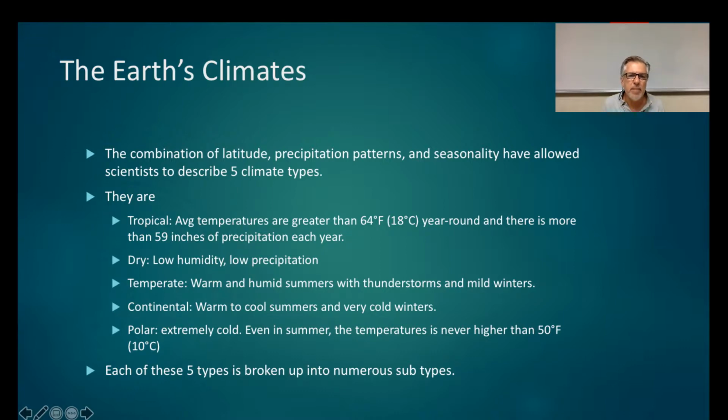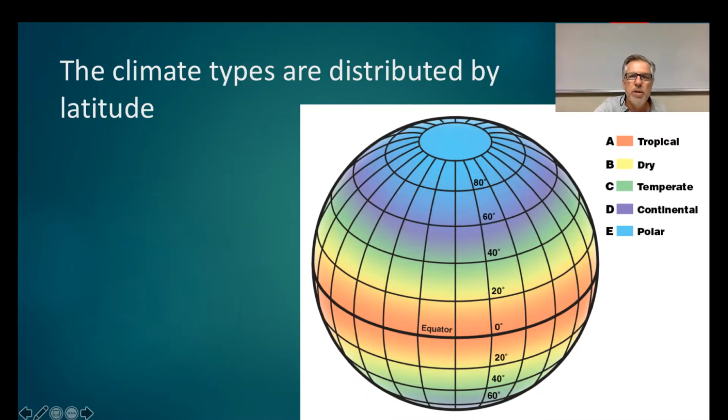Each of these 5 types of climates is broken up into numerous subtypes, and I'm, of course, going to show you a climate map. And here you go. The first map I want to show you is these bands show you roughly the 5 bands of climate. The orange here in the middle is tropical, then just above them on either side is the yellow band of dry, and then just above them is the temperate band of green, and then above them is the purplish band of continental climates. And then at higher latitudes, whether you're in the north or the south, are the polar climates.